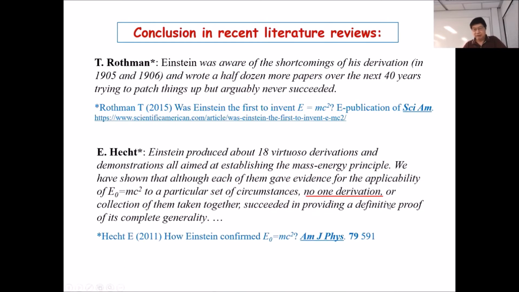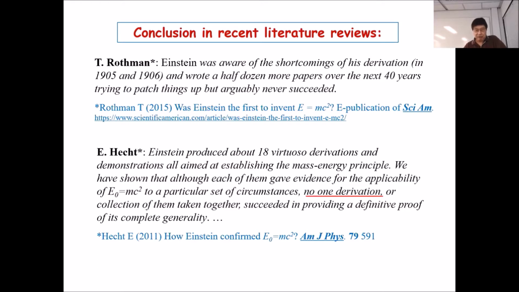Another review: Eugene Hecht published several papers in the last 10 years in the American Journal of Physics. And here's the conclusion of his review, directly quoted from his 2011 paper in the American Journal of Physics. He found that Einstein produced about 18 derivations and demonstrations aiming to establish the mass-energy conversion principle.